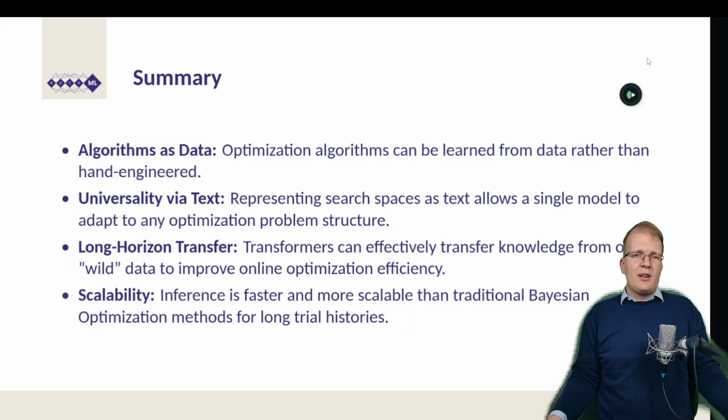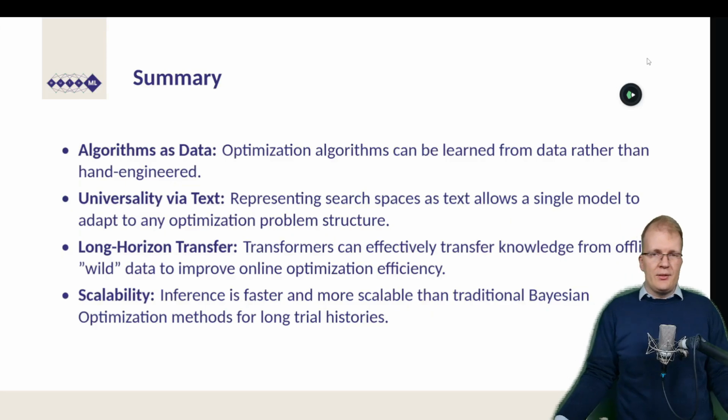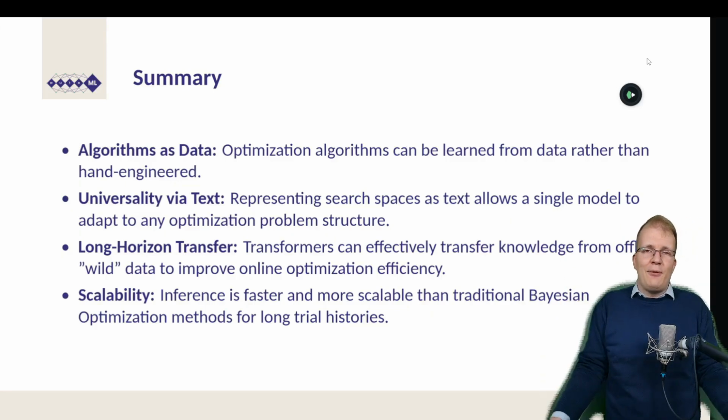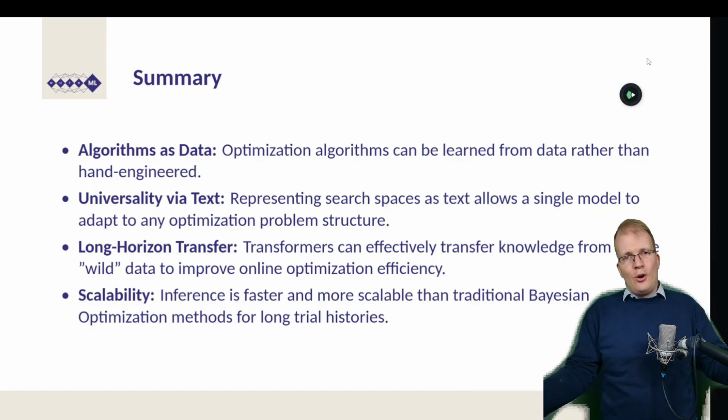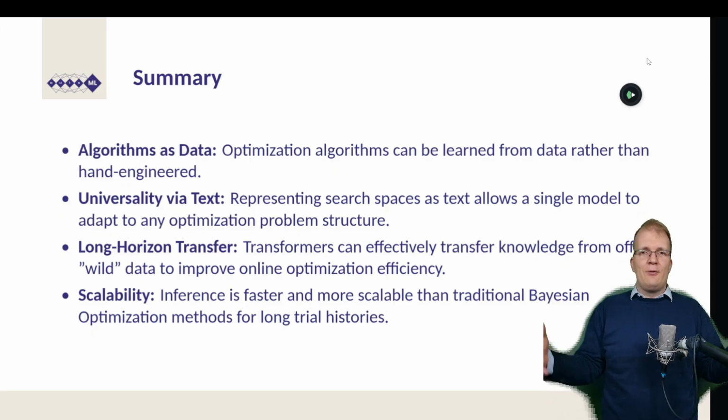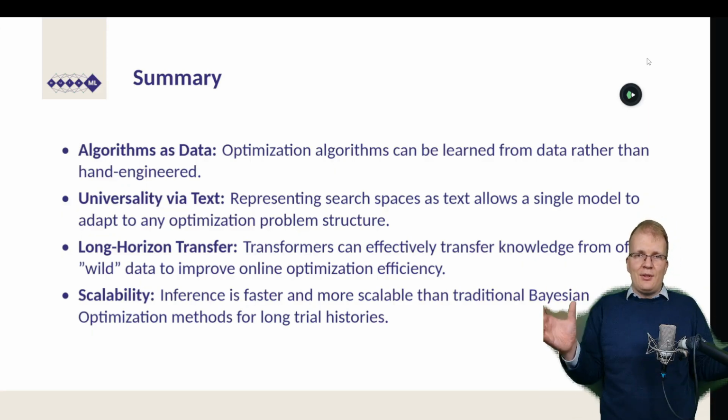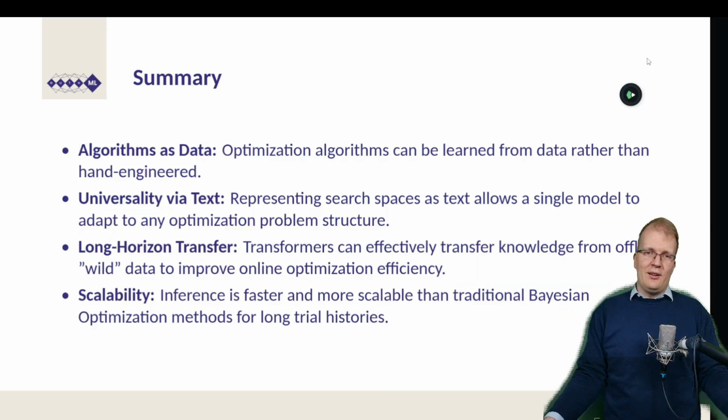The nice thing about scalability is that inference is faster and more scalable than traditional Bayesian optimization methods for long trial histories, because we don't have a GP anymore in there, so we don't have a cubic complexity. Of course, one needs to know that if you're using a transformer and we're keeping everything, we are still quadratic in complexity, but it's better than cubic.